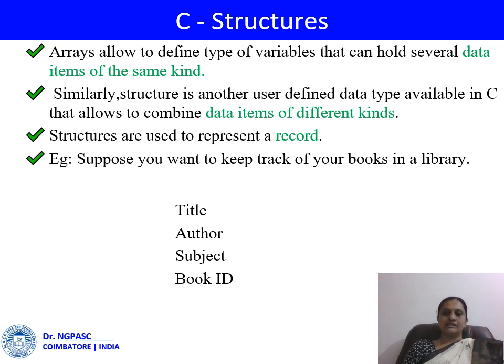You can see that the title, author and subject are all of the same data type. Let us consider them as strings. And what about the book ID? It may be alphanumeric or an integer value. It depends on the user, right? So I want to declare a variable to store all these values. In this case we can go for a structure. We want to create a structure to store all these four values.